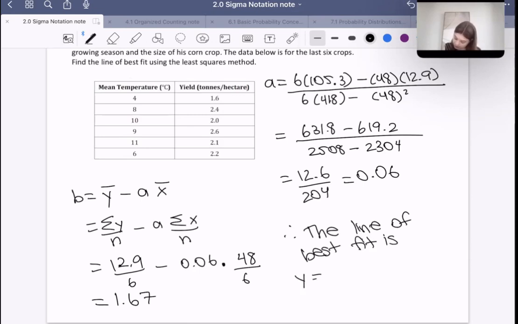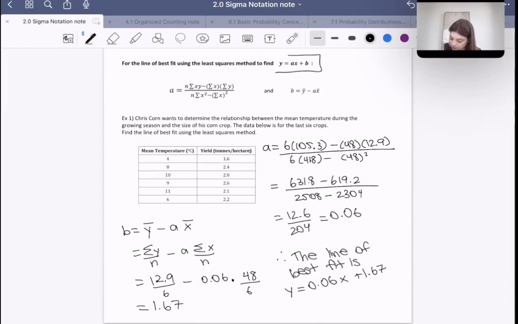is y equals 0.06x plus 1.67. So all I did here is I just took this original equation, the basic line format. We plugged in the a value we got, we plugged in the b value we got, and that's it. That's the answer.